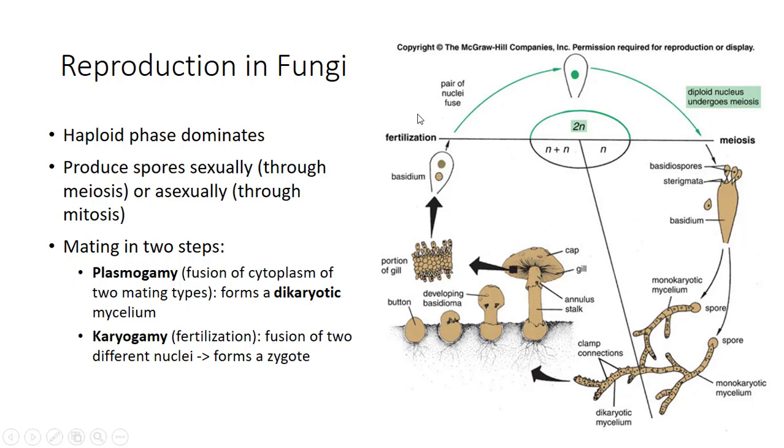And when they fuse, that's fertilization. We call this process karyogamy. Karyo, nucleus. So, think of gametes fusing. This is the fusion of the nucleus, which is fertilization per se. And then we'll form the zygote, and the zygote is going to immediately undergo meiosis.